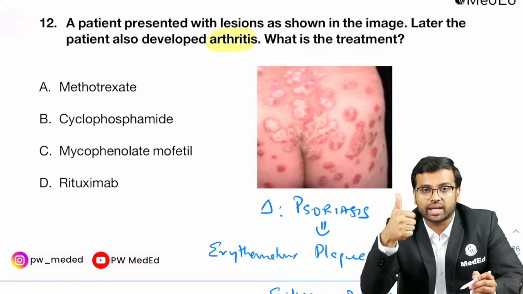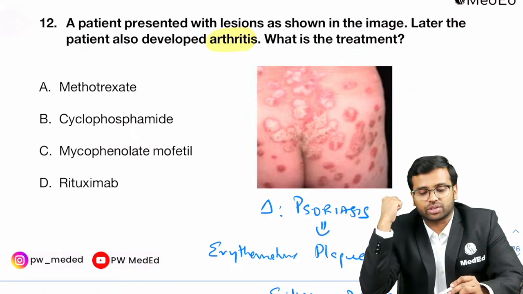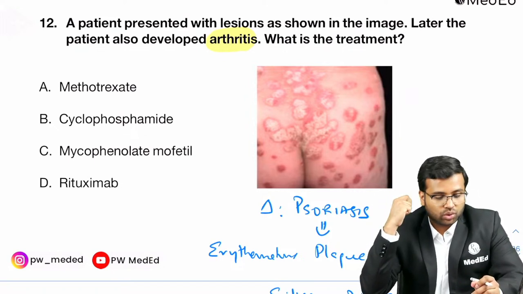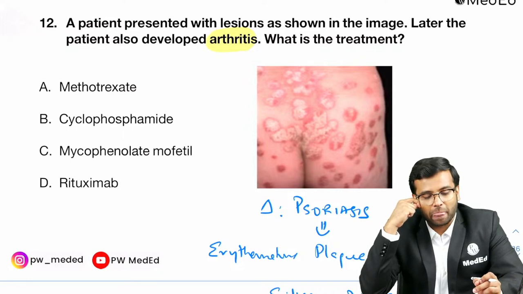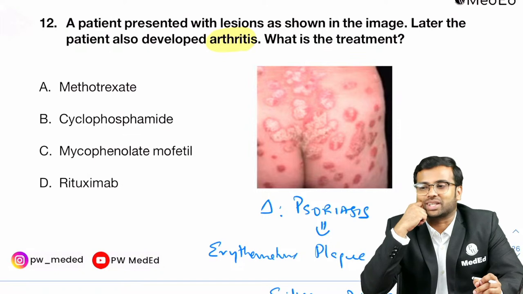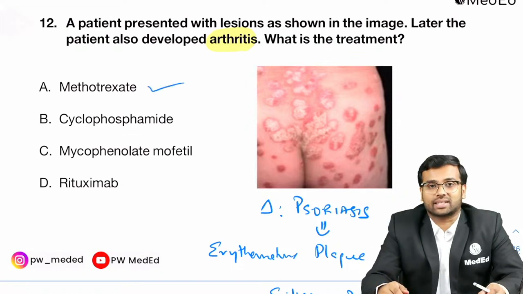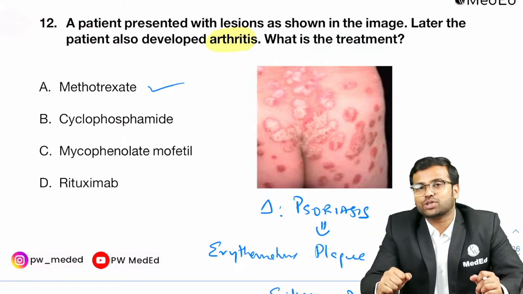Means there is psoriasis plus psoriatic arthritis. What is the drug of choice or what is the treatment? So is it rituximab? Is it mycophenolate, cyclophosphamide or methotrexate? What is the right answer? Here the right answer would be methotrexate. So please don't make it wrong.